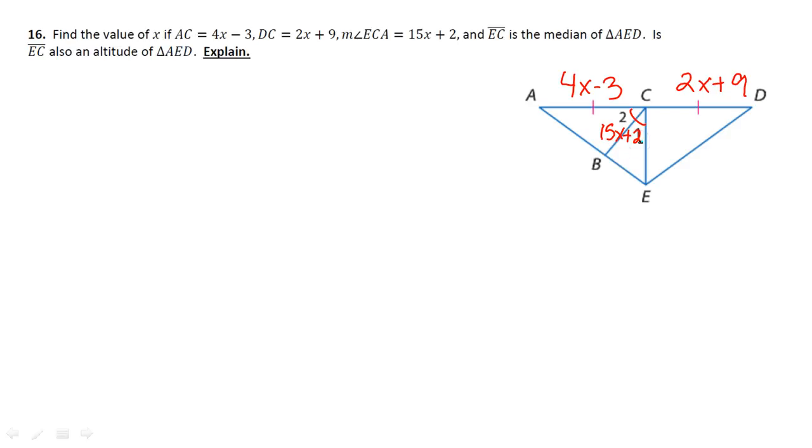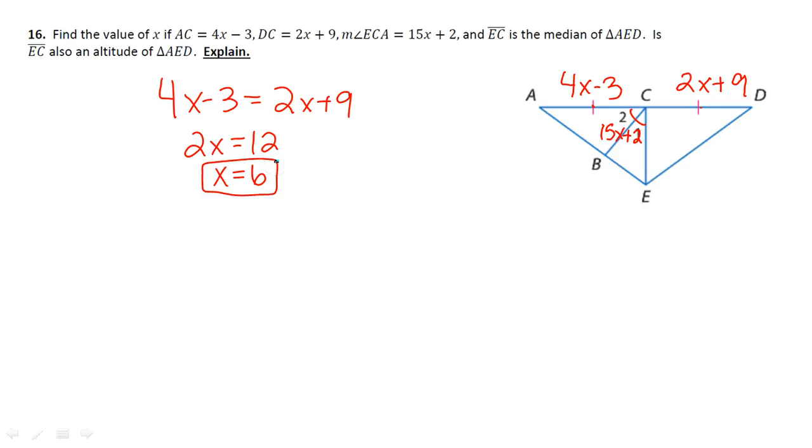And EC is the median, so that's shown here that these two segments are congruent since EC is a median, goes to the midpoint. Is EC also an altitude? So let's first find x, then we'll talk about if EC is also an altitude for number 16. So I'm going to set 4x minus 3 equal to 2x plus 9. You will get 2x is equal to 12, and x is equal to 6.